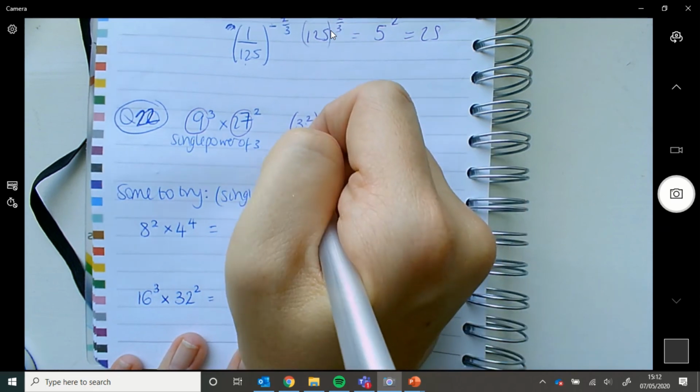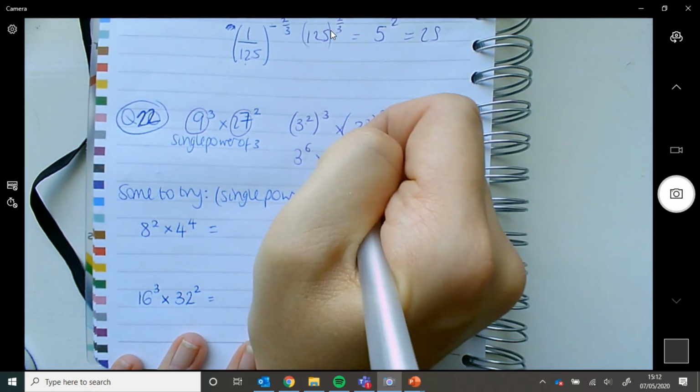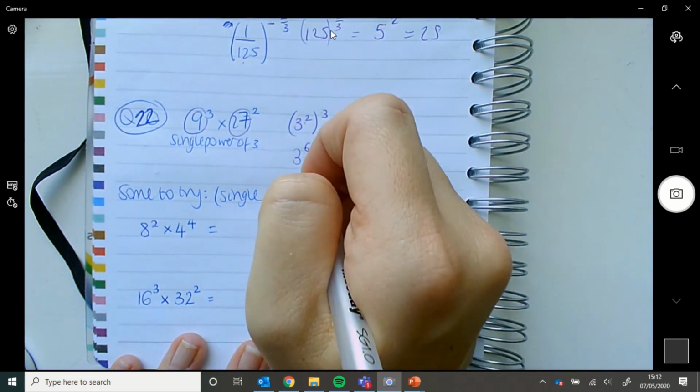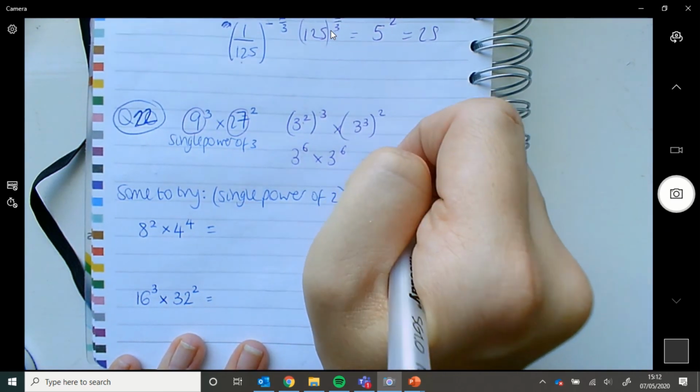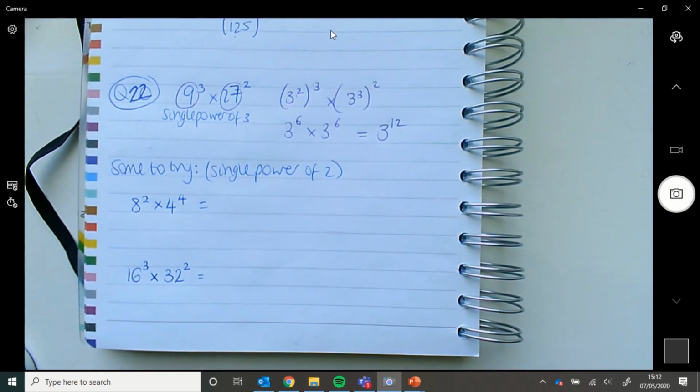That gives me 3 to the power of 6 times by 3 to the power of 6, and I know that if I'm multiplying two bases with the powers, I add the powers. That gives me 3 to the power of 12. Final time, pause the video and have a go at those 2 questions.